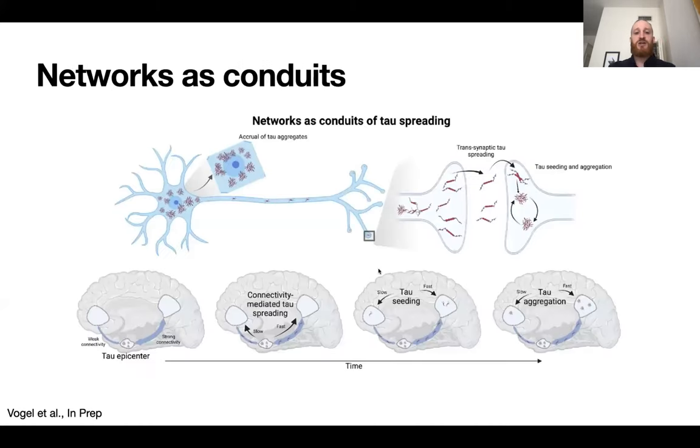Obviously, to come back to this central hypothesis, it's the idea that networks are conduits of disease spread, that networks are very passive and they're simply the communication architecture of the brain, and the pathology is like cars driving along a highway, using that to get down an axon into a synapse, across a synapse, and into a postsynaptic neuron. If you zoom out, we can predict a region to have pathology based on how connected it is to other regions that already have pathology.